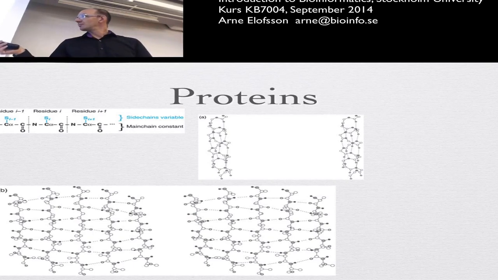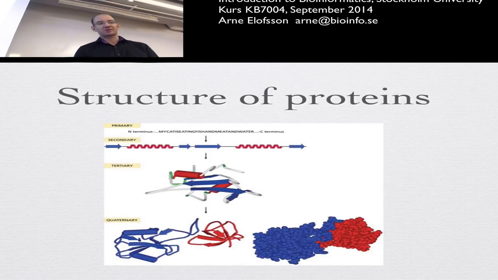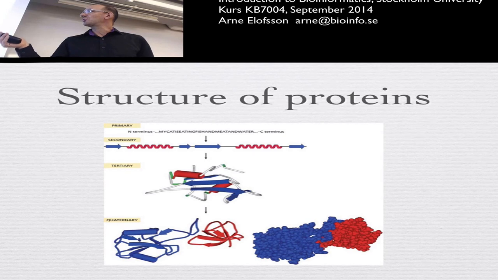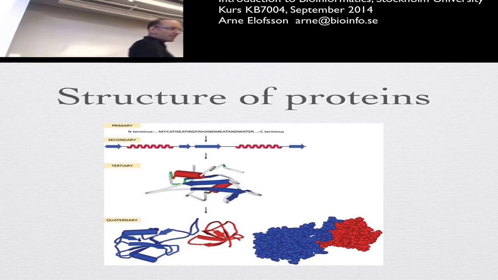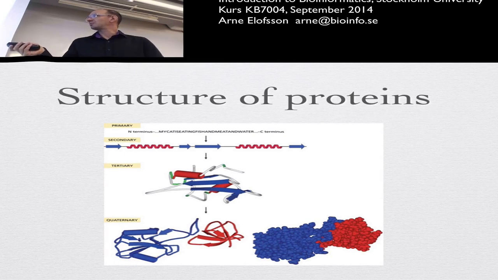So basically you have two amino acids per turn. And what is unique about these proteins is that they form a secondary structure that folds up into a three-dimensional structure. So most proteins, at least, have a unique folded three-dimensional structure. And that structure is what makes them functional.